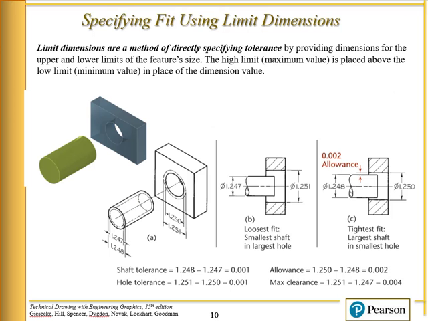So let's talk about limit dimensions. Limit dimensions are a method of directly specifying the tolerance by providing the dimensions of the upper and lower limits. We talked about a nominal size and then applying a tolerance to it. When you're using a limit dimension, you're specifying the dimension in terms of its limits, and that's just specifying the min and the max.